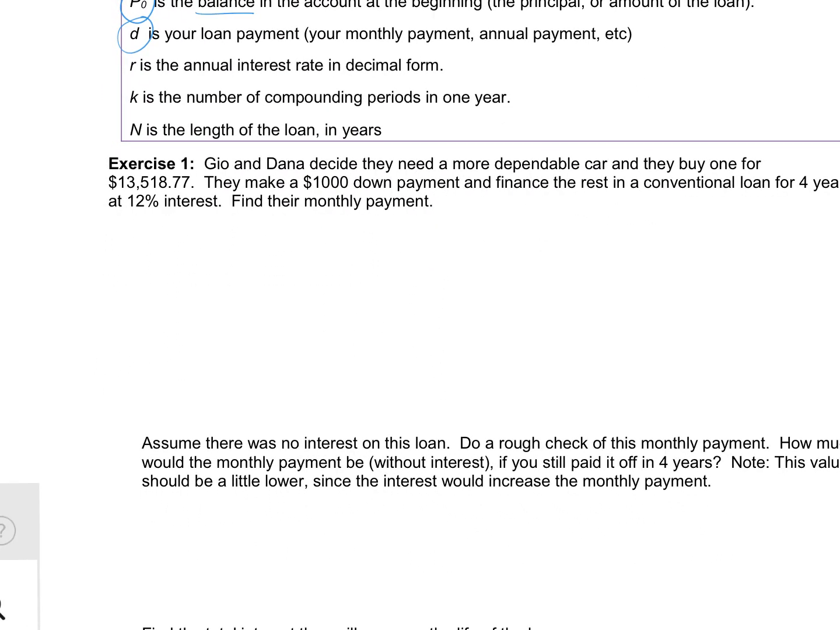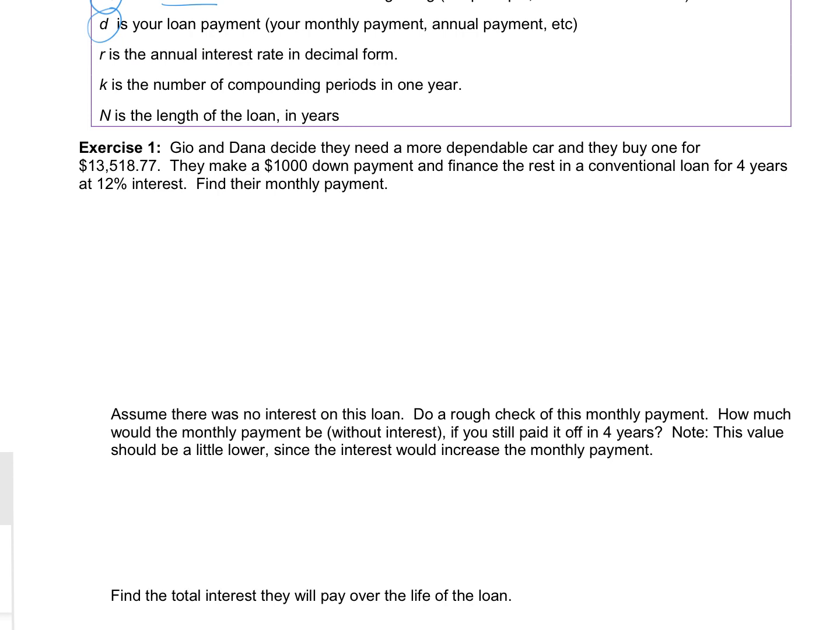So exercise 1 here, it says that we have Gio and Dana deciding they needed a more dependable car, and they buy one. The purchase price of that car is $13,518.77. They're going to make a little bit of a down payment, and then they're going to finance the rest in a conventional loan. That's another way to say amortized loan, for 4 years at 12% interest.